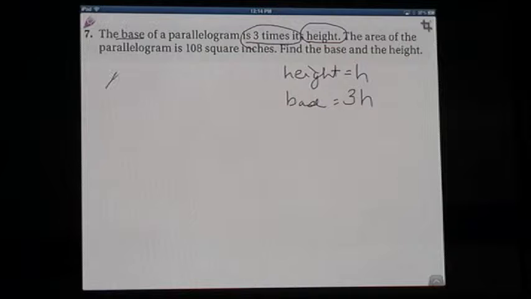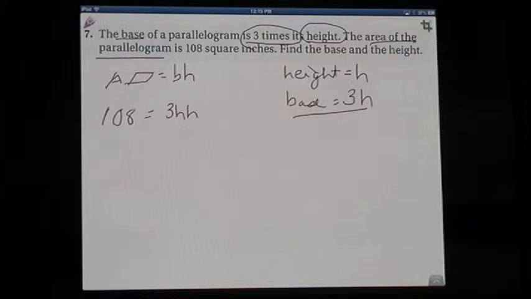So we know the area of a parallelogram is equal to the base times the height. And we're just going to put in 3h for the base because that's what it tells us the base is equal to. And then put in h for the height. Okay? And we know that the area is 108. So we take out the area of the parallelogram and we put in 108 square inches.